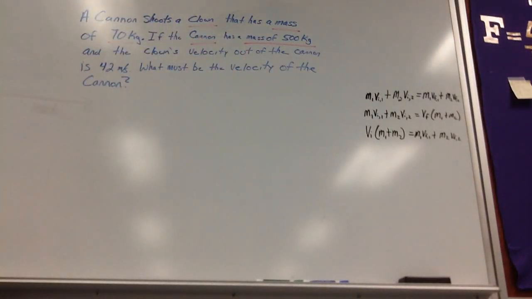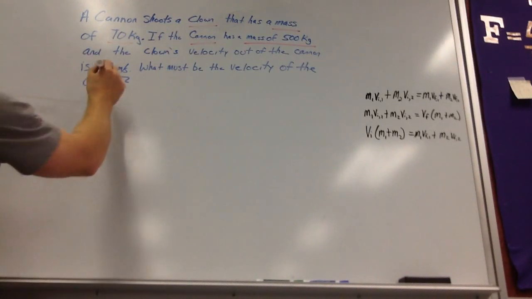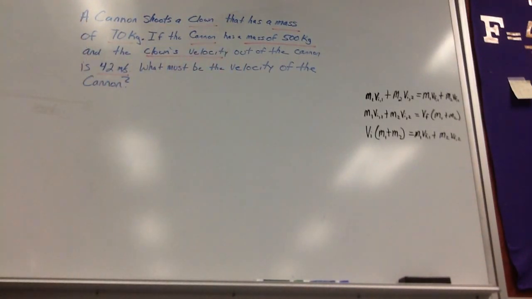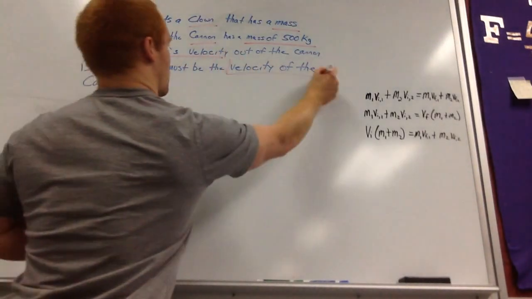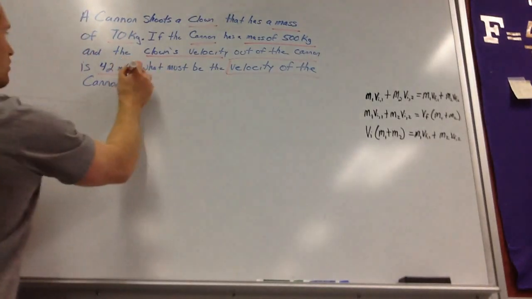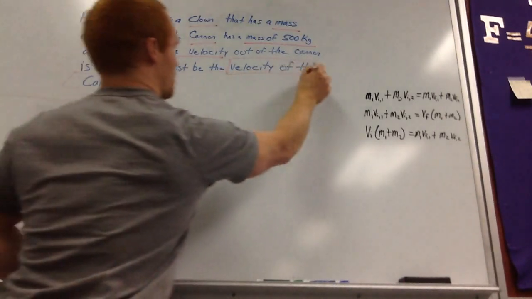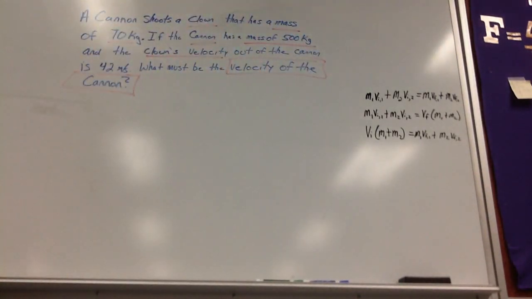And the velocity of the clown is 42 meters per second. What must be the velocity of the cannon? So this is our unknown, the velocity of the cannon. So this would be after it was shot. So I'm going to box our question and then underline our givens.